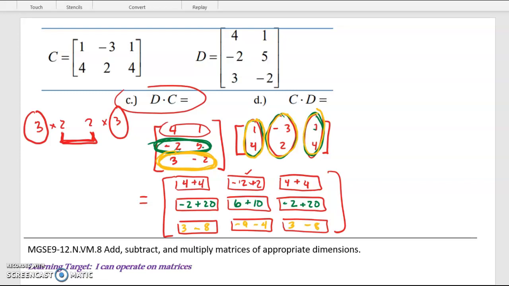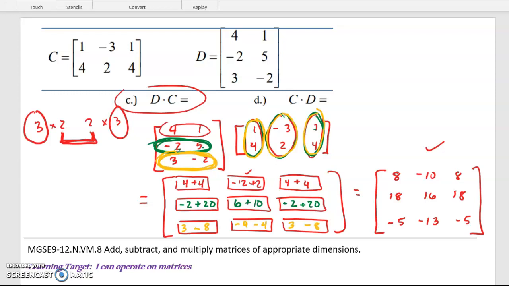Okay, so we've shown all the work. Now we just need to simplify. So the first entry is 8, negative 10, 8, 18, 16, 18, negative 5, having flashbacks of doing times tables. 3 minus 8. Boom. Final answer.